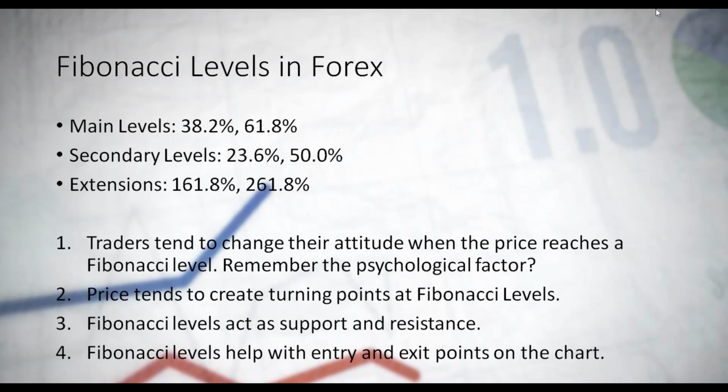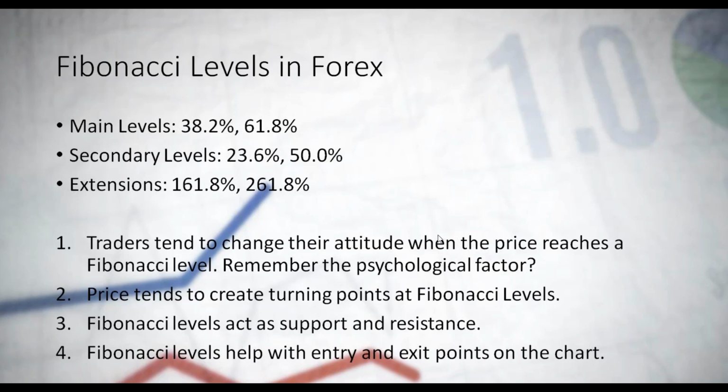The same applies for the 38.2% level, the 23.6% level, and the 50% level. Price tends to create turning points at Fibonacci levels. This is why Fibonacci levels act as support and resistance and could be used to set entry and exit points on the chart.